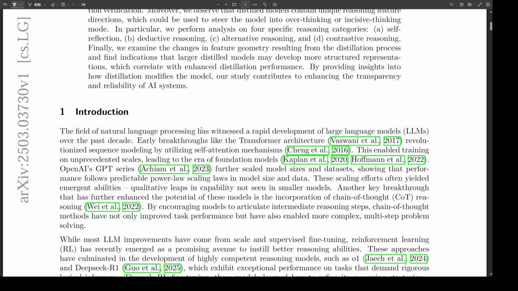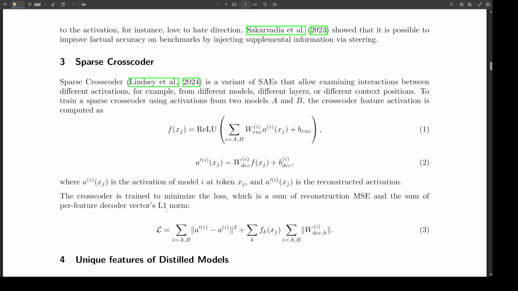And here's where it gets really interesting. The researchers in this paper focused on four specific categories of reasoning. Four different ways of thinking. Okay, I'm all ears. So there's self-reflection, deductive reasoning, alternative reasoning, and contrastive reasoning. Okay, break it down for me.